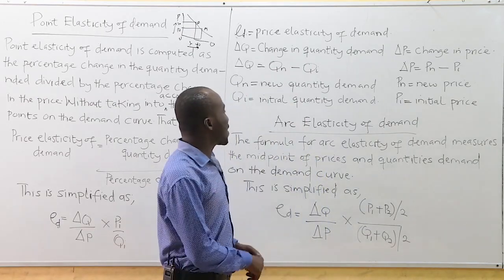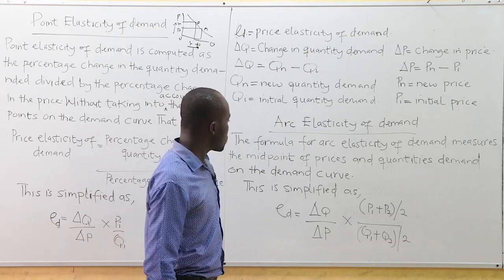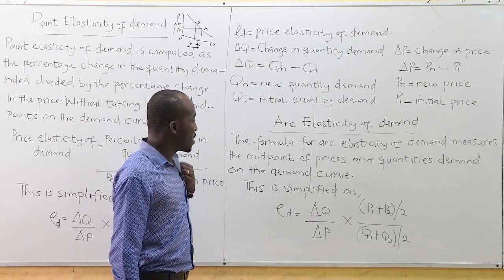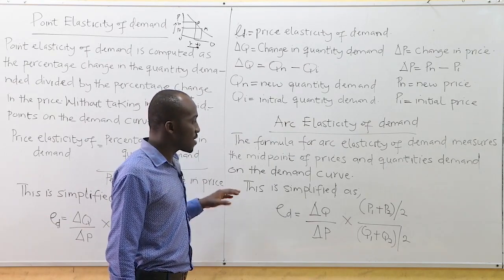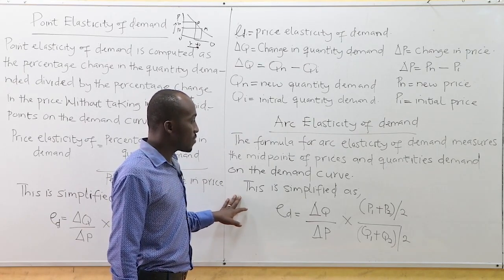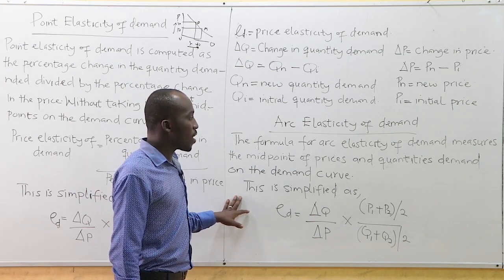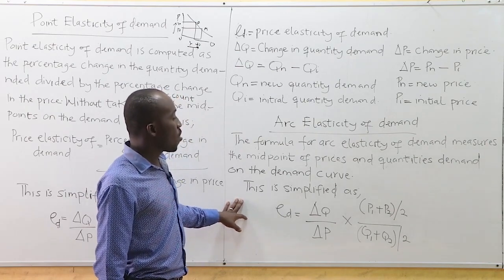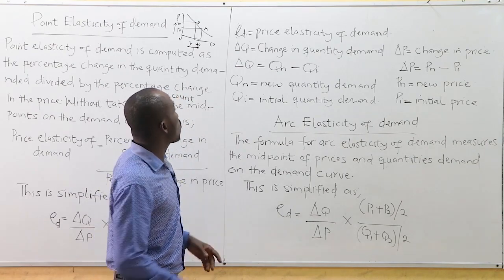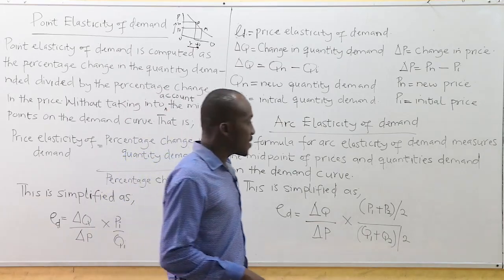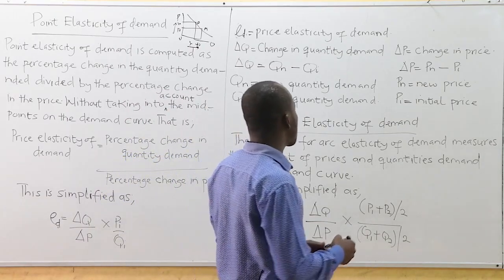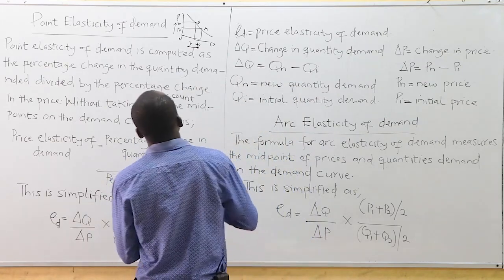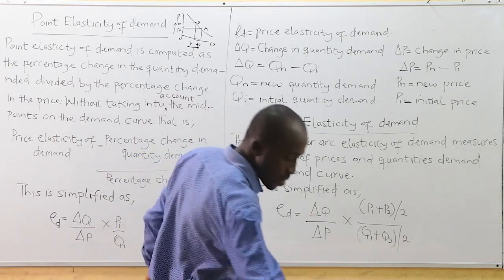So let's move on. What about the arc elasticity of demand? The formula for arc elasticity of demand measures the midpoint of prices and quantity demanded on the demand curve. So the formula for arc elasticity of demand, it measures what? Midpoint of price and quantity on the demand curve. So if the arc elasticity, for instance, if there is a change like this, let me look at.